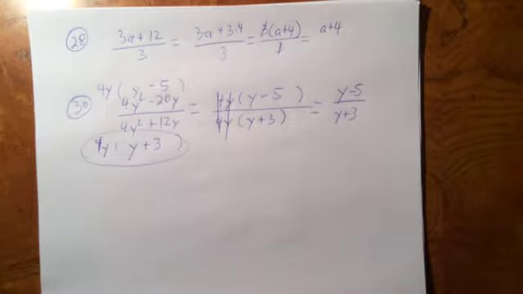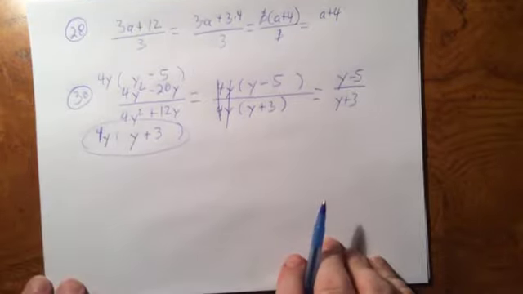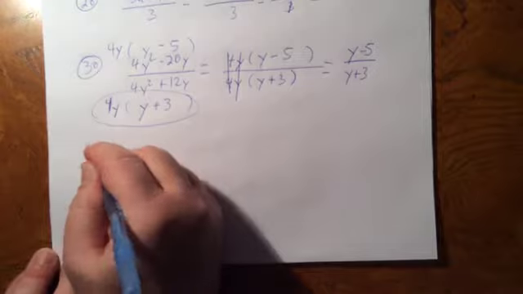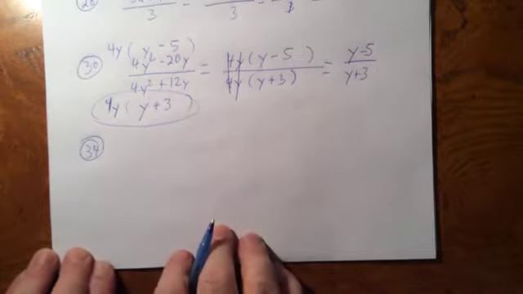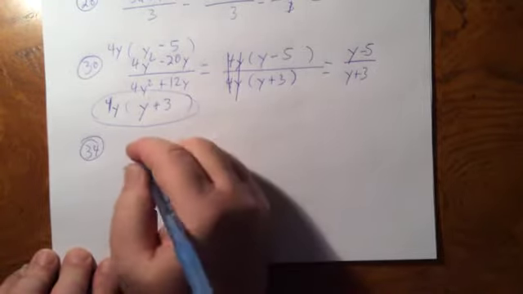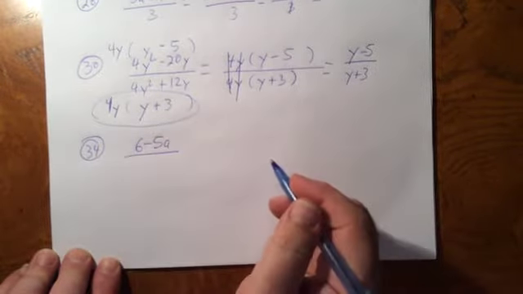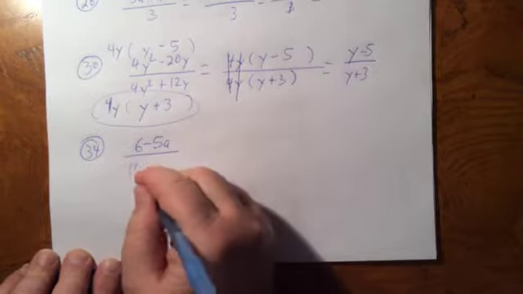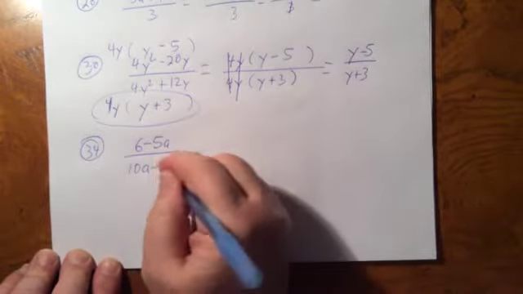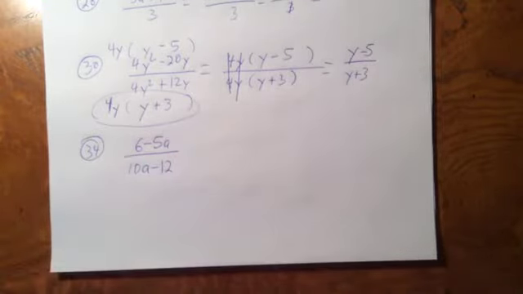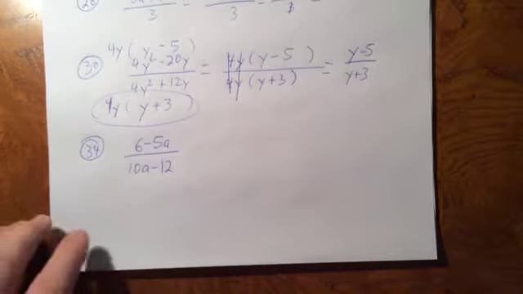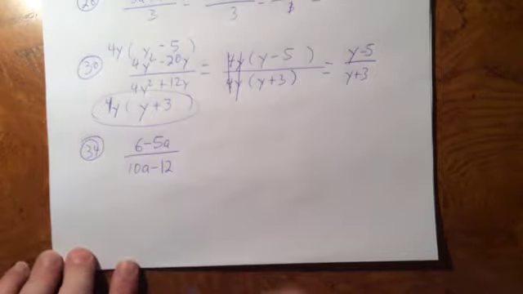I will take one more problem before going on to the next section, and we're going to take a look at question 34. This is going to be 6 minus 5a over 10a minus 12. Now, looking ahead to this, I see a property that is going to come up that I will briefly review with you. But let's see what we can factor.